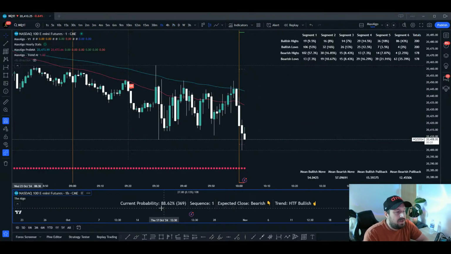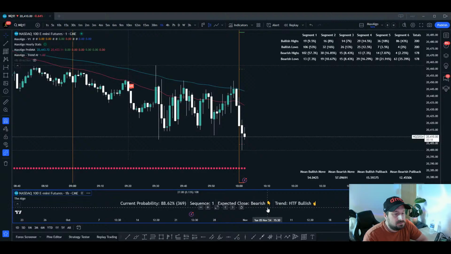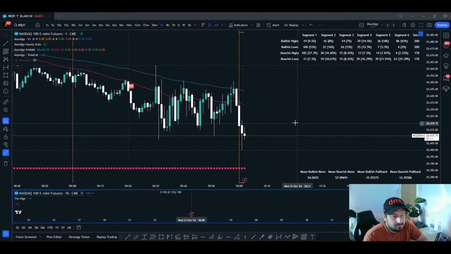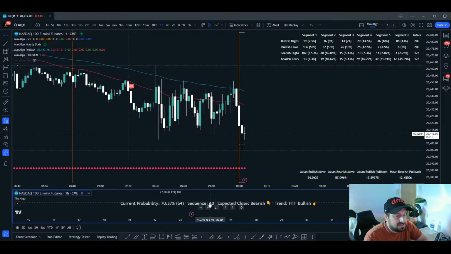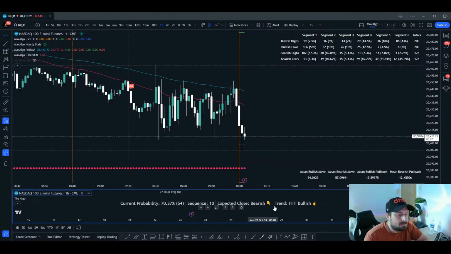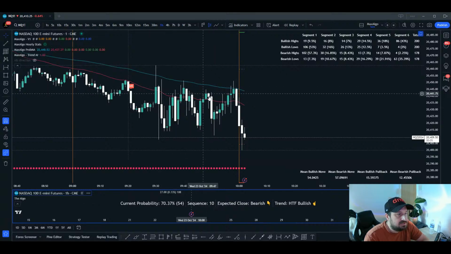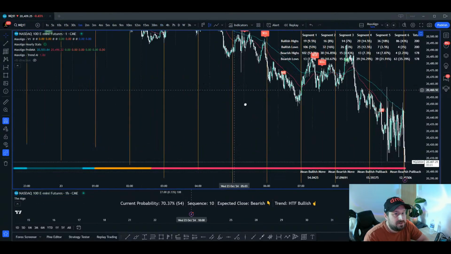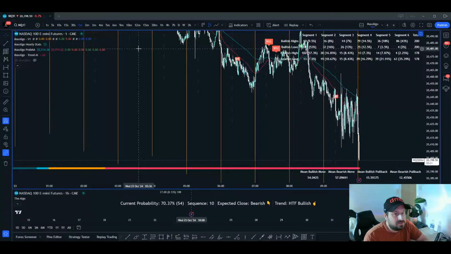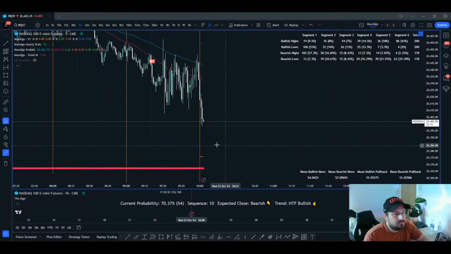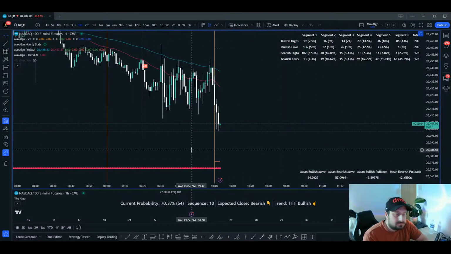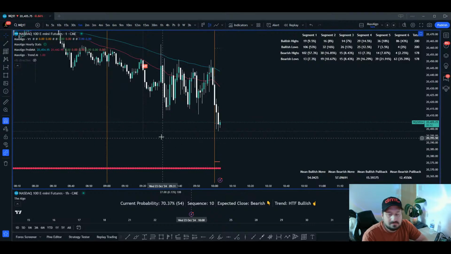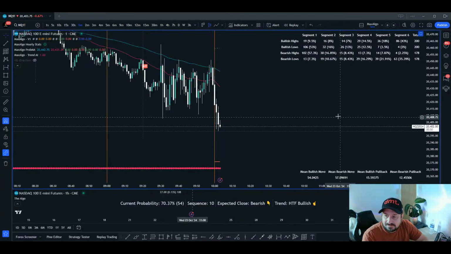So here we are in NQ. We have an 88% probability of, nope, hang on. I need to put it back to electronic. We have a 70% probability of being bearish. We're on sequence 10. So we have literally been bearish all the way through 10 hours. I hope no one tried to go long.